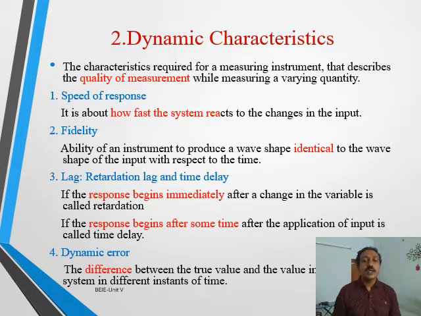Then third one is lag. There are two types of lag. One is retardation lag and the other is time delay. What is retardation lag? In some instruments, we may get the output response only after a smallest change in the input variable. Until there is a change in the input variable, there will not be any response in the output. Only after the change in the input variable, we can find a change in the output response. This is due to the retardation lag.